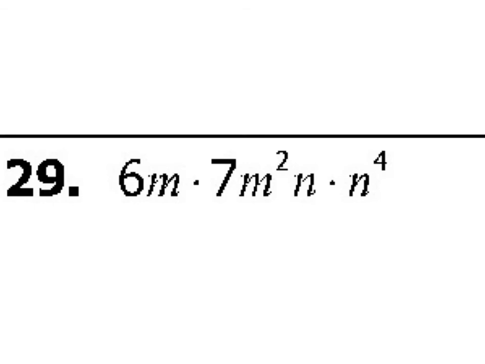Coefficients, 6 times 7 is 42. And then m and m. So visible 1, so it'd be m cubed, and then n and n, invisible 1, would be n to the 5th.